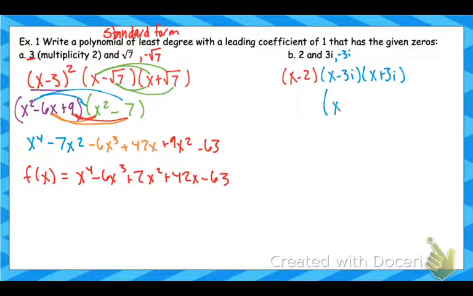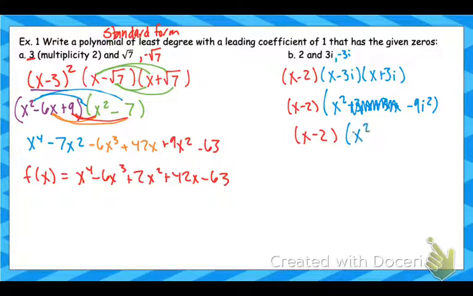I would have x squared minus 3ix plus 3ix minus 9i squared. Those middle terms are going to cancel out. All right, then that whole thing is multiplied by x minus 2. Now we have to remember some of our properties of imaginary numbers. So 9i squared, or just i squared, is a negative 1. So if it's minus 9i squared, that is the same thing as plus 9.